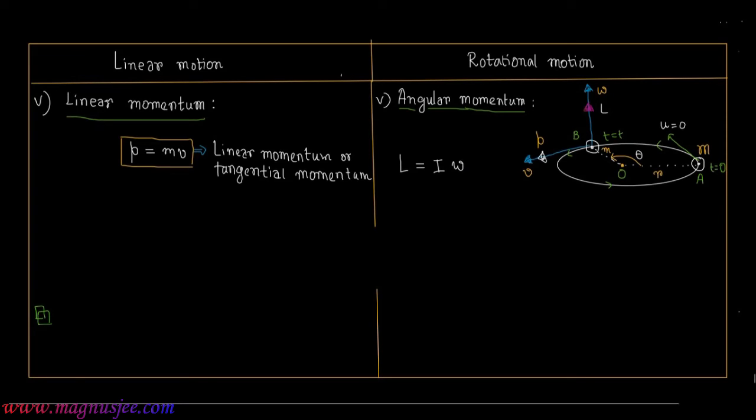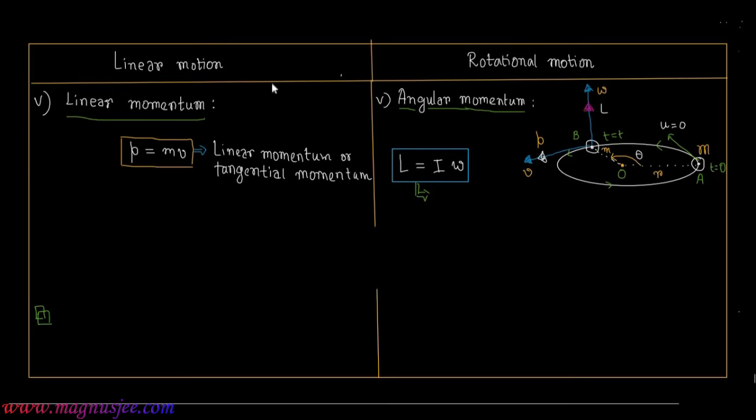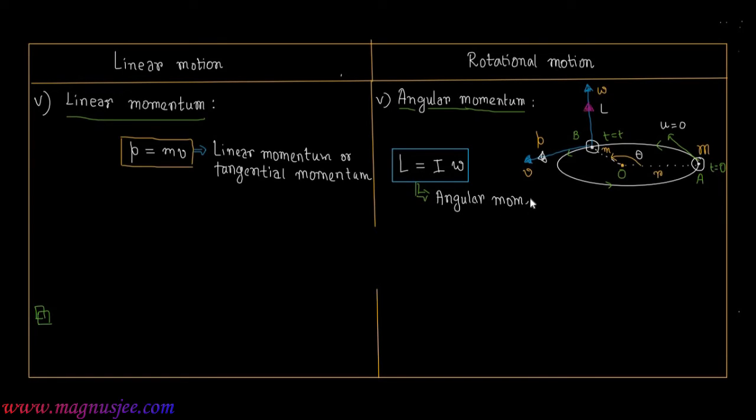On the right hand side, we can write L equal to I omega. L is the angular momentum, which is equal to the product of moment of inertia I and angular velocity omega. L is equal to I omega, which is the angular momentum of the body revolving around the axis AB.